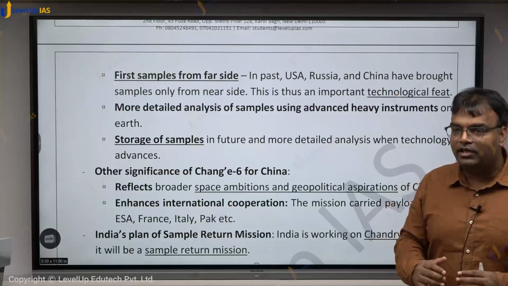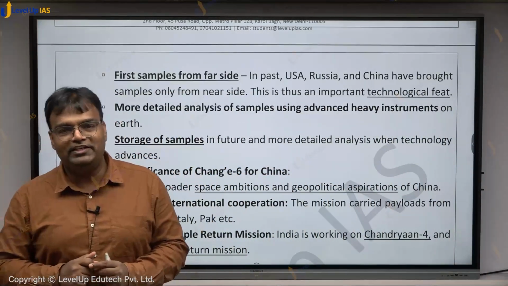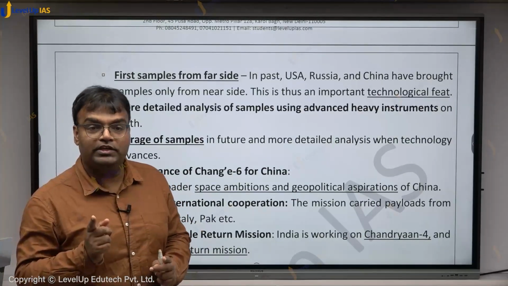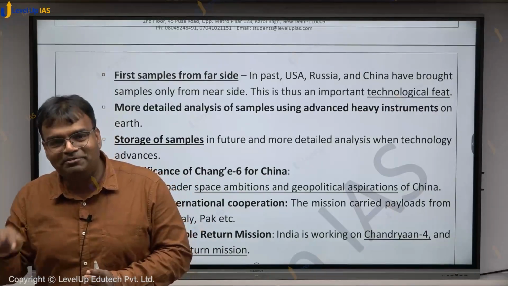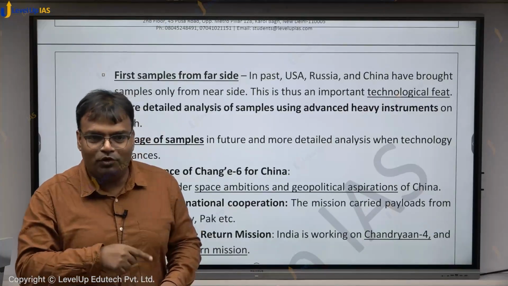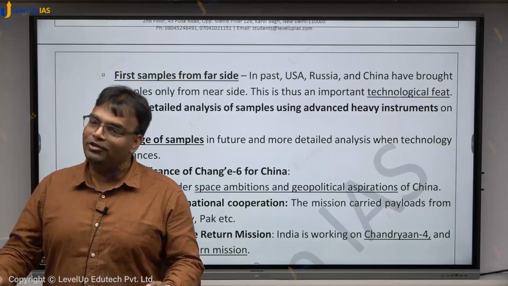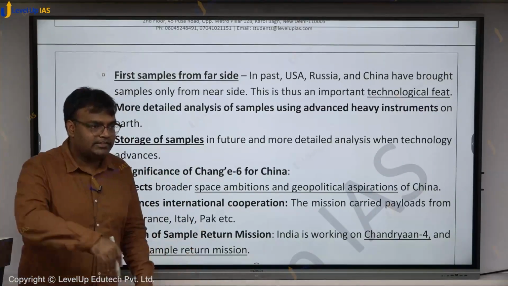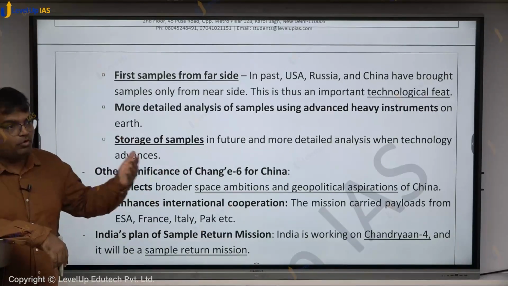And finally, right now our technology may not be advanced enough. But do you know, in 1970s, USA brought some material from Moon. They were not able to study it that properly in 1970s. But the same material is being studied even today. So we can store these samples and use it for future studies when our technology improves a lot. Got it? So for these reasons, ये वाले मिशंस जो हम सैंपल लेके आते हैं, are crucial.